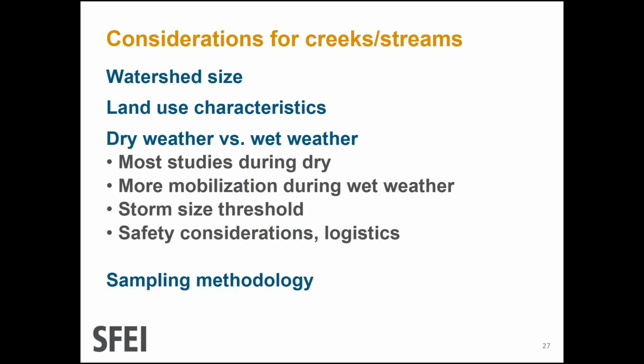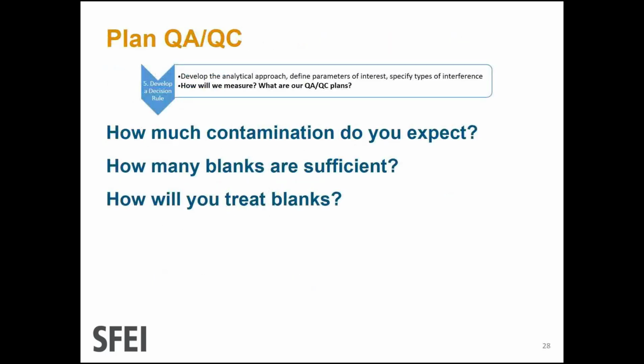Also, with creeks and streams, it's super important to think about your sampling methodology. These methods have not been as well developed as larger surface water methods, and things like manta trawls are not really practical to sample a small stream. The other thing about creeks and streams is you may want more than just the surface water. So we actually did depth integrated sampling, and once again, Diana will talk more about that in her next presentation.